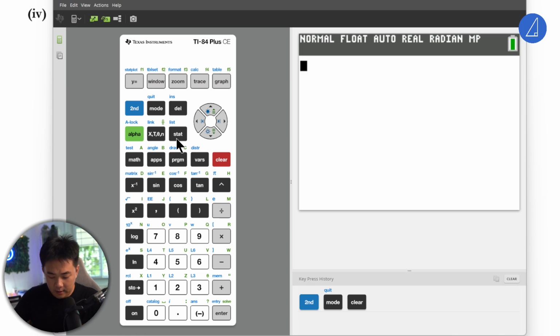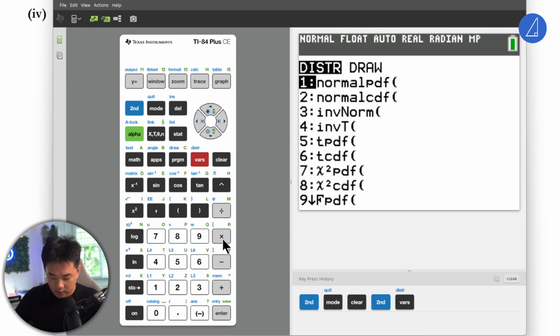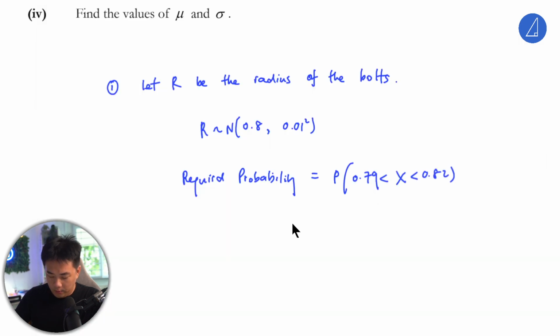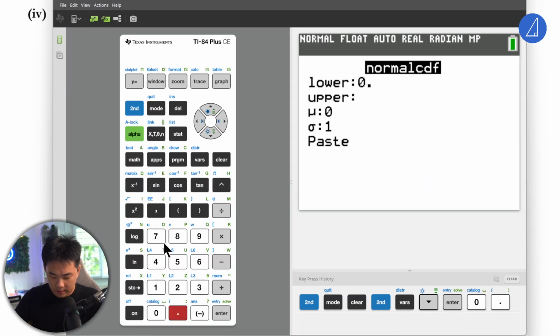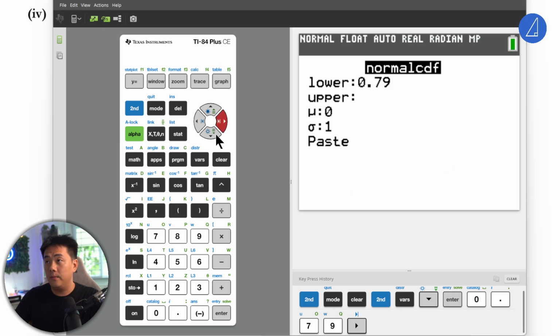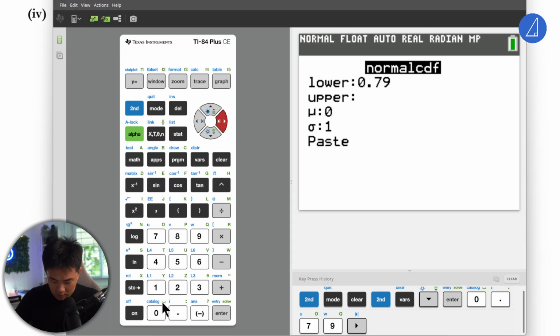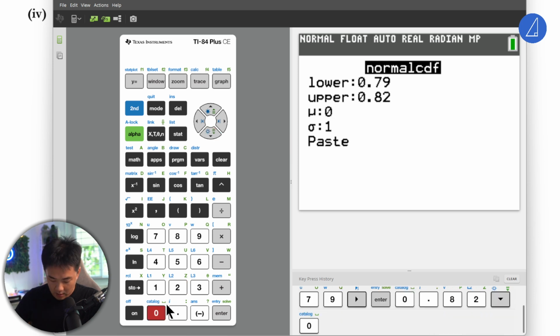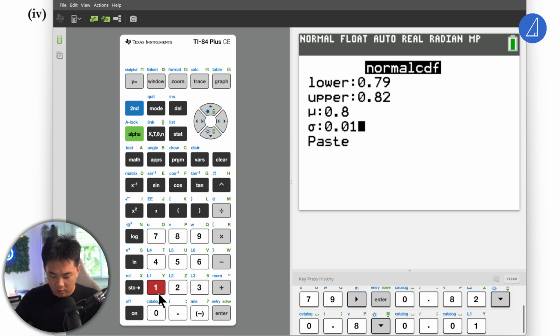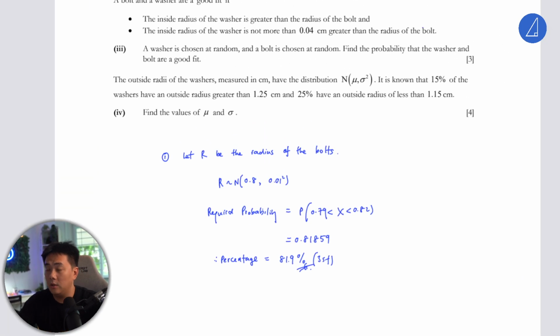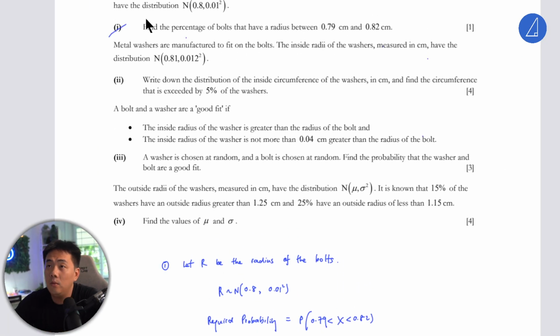So here, go to second distribution, then go to normal CDF. The lower would be 0.79 and the upper will be 0.82. Then we're just going to key in the mean and the variance. The variance is 0.01 squared. So that will give us 0.81859. They want the percentage, so we just change it to percentage. So part 1 done.